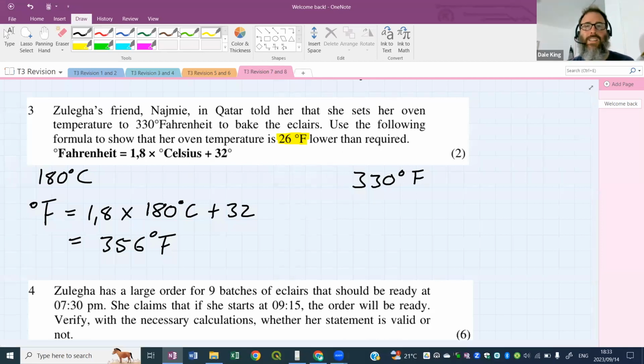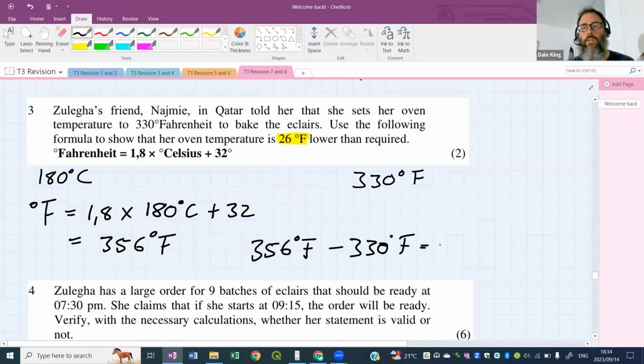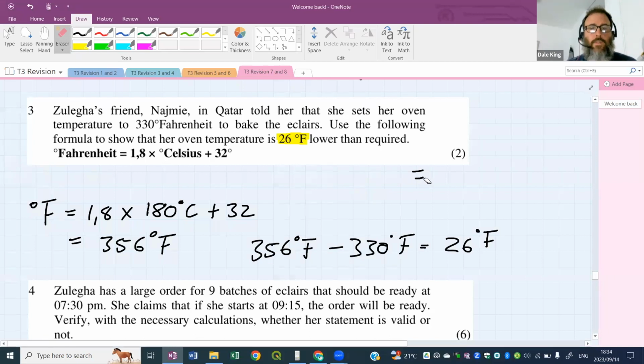330. Yes, excellent, Mohammed. So I know you guys can see that 356 is 26 more than 330, but you've got to pretend that the marker doesn't know. So you're going to show the marker. Look here. If I say 356 minus 330, you will get 26 degrees Fahrenheit. Okay, so pretend the marker doesn't know. Mohammed, thank you very much. Good job. Well done. Okay, so we had to pick Fahrenheit. We worked in Fahrenheit and we compared the two. When you compare, you're subtracting. And yes, it is 26 degrees Fahrenheit lower.